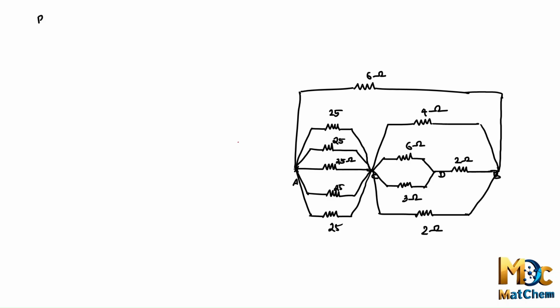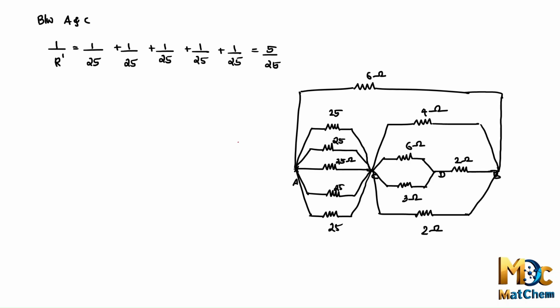That means if you take between A and C, if you calculate 1 by R dash, that is equal to 1 by 25 plus 1 by 25 plus 1 by 25 plus 1 by 25 plus 1 by 25, that is equal to 5 by 25. That is R dash is equal to 25 divided by 5, that is equal to 5 ohms. That means if you consider this particular system, the net resistance will be equal to 5 ohms.